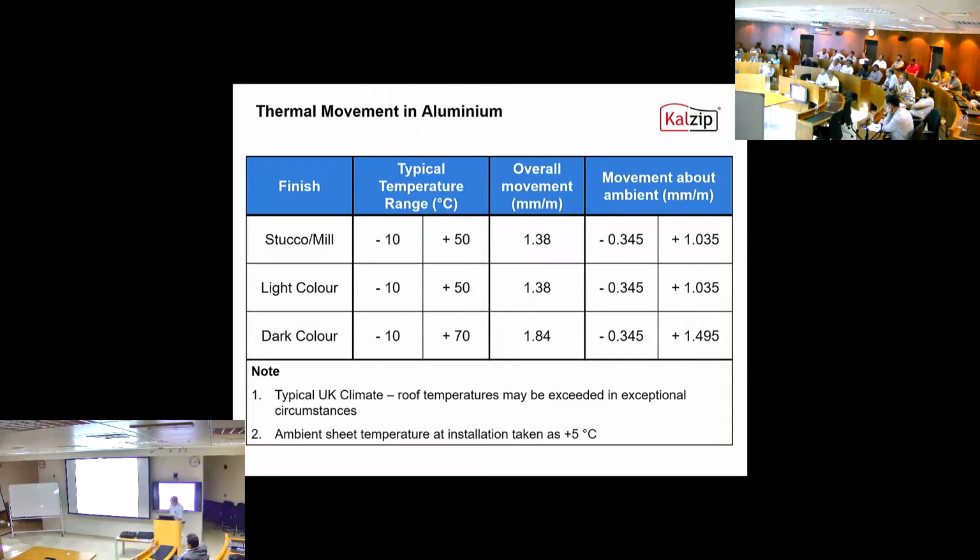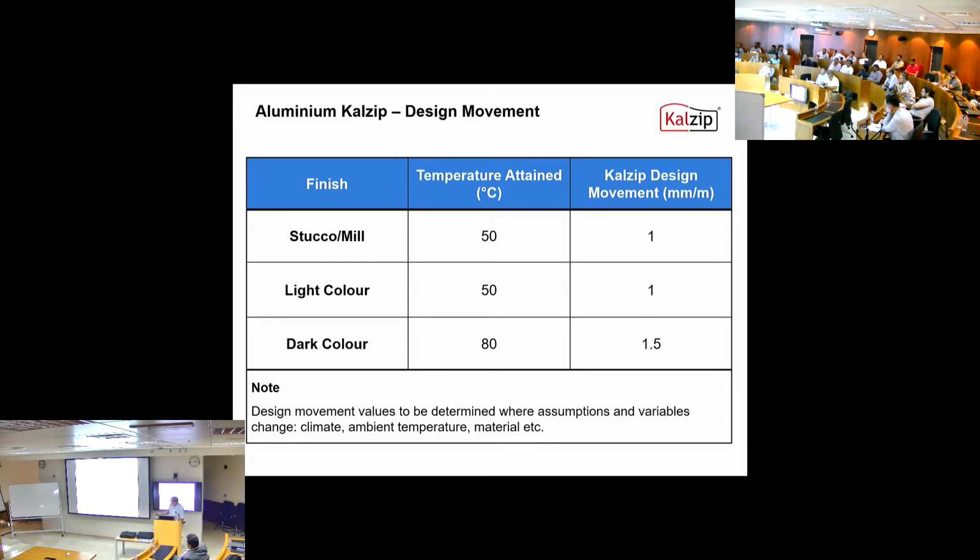If you have no temperature for 10 degrees or 20 degrees, or 80 degrees, we're making it simple. We're not making it about how hot or cold it is. We're just keeping a simple design movement. So if it's a dark sheet, 20 metres long, we'll say it'll expand 2 millimetres per metre. So that'll be 20 times 2, 40 millimetres.